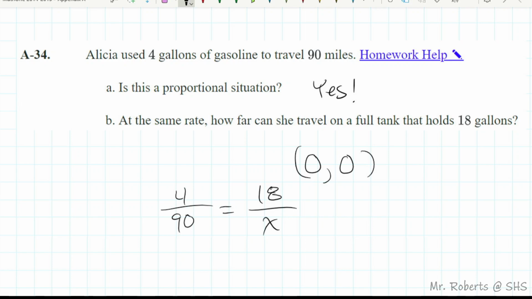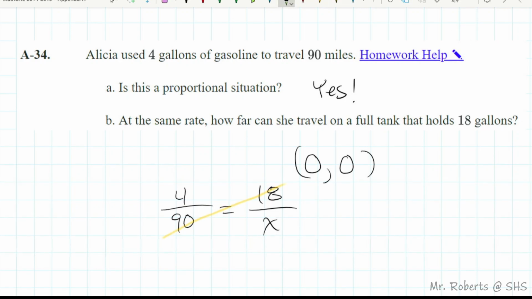This is a proportion, right? It's one fraction equals another fraction. One ratio equals a ratio. So to solve this, I could multiply both sides by 90x. If I did that, that would be equivalent to observing that these cross products are equal.